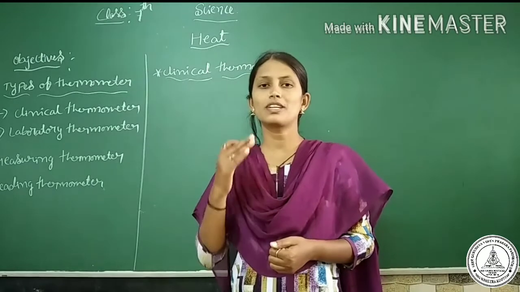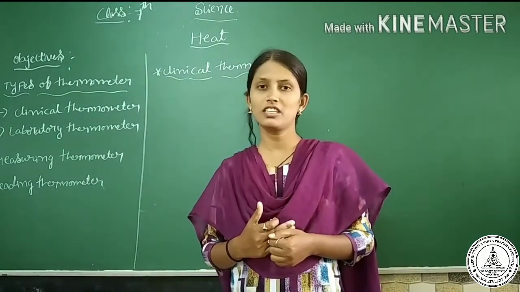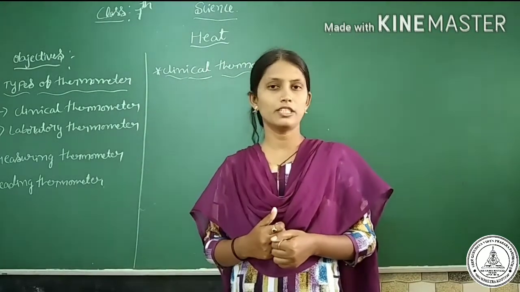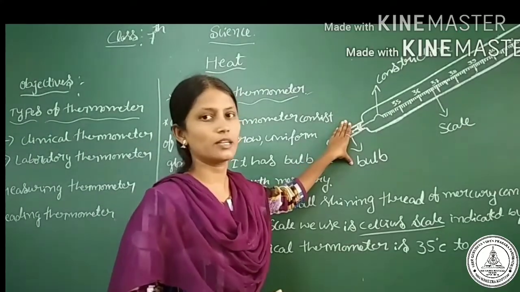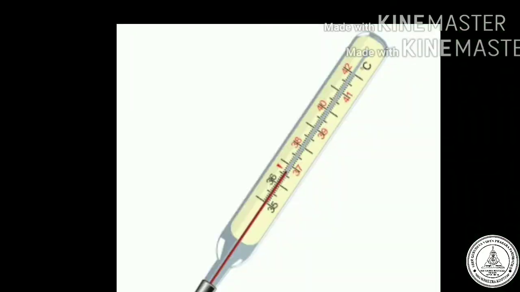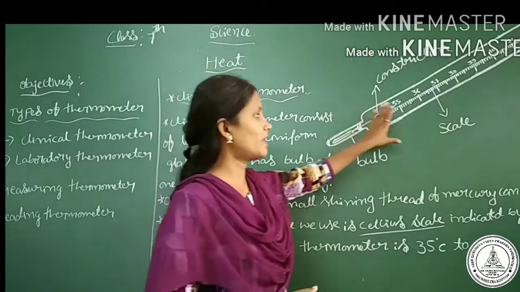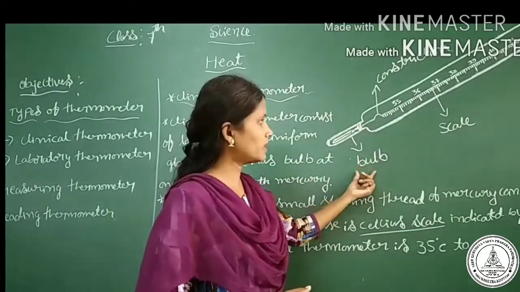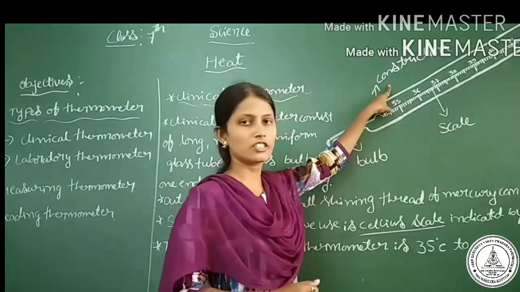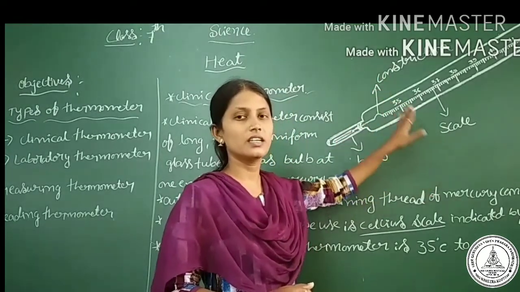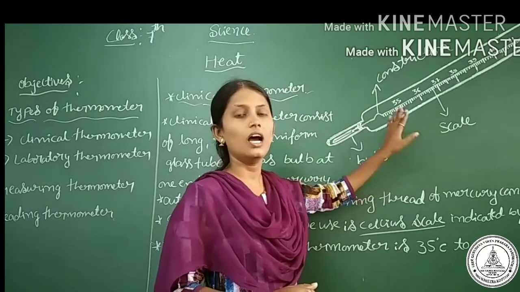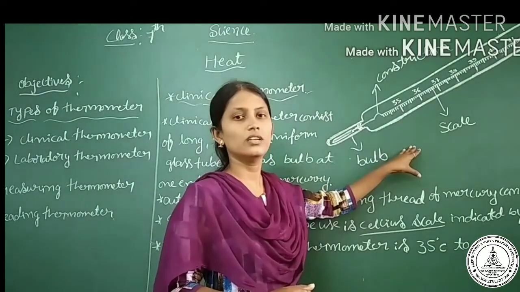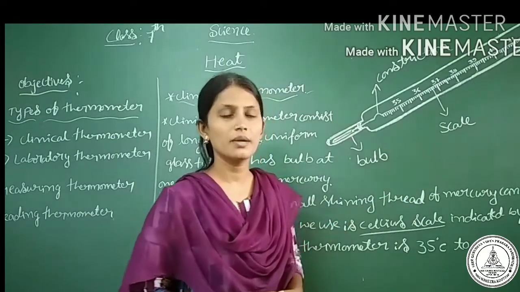Now let us discuss the structure of the clinical thermometer and how we have to use it to check our body temperature. We will discuss step by step. Here is a picture of the clinical thermometer. What parts does it have? It has the bulb, scale and constriction. Let us discuss the parts present in a clinical thermometer and how to use it to measure body temperature.